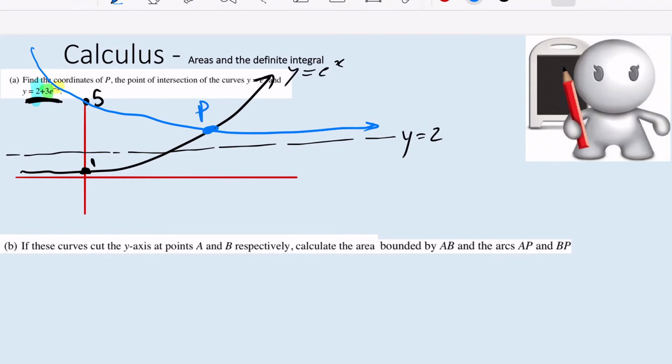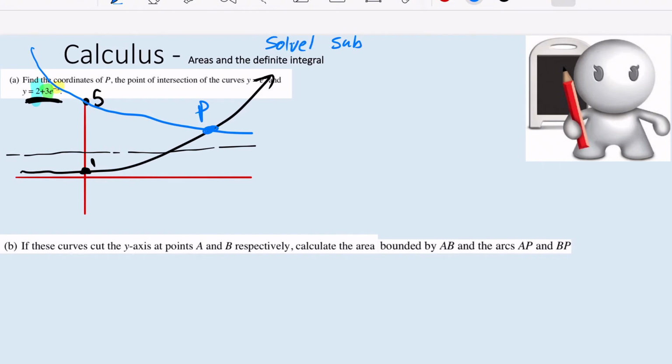Alright, so now it's asking us to find the coordinates of p. I might just move all of that over here just to allow me a little bit of working space, because I know that it's going to be a bit of a substantial solution. So what I'm going to do is solve by substitution. So let's do that.